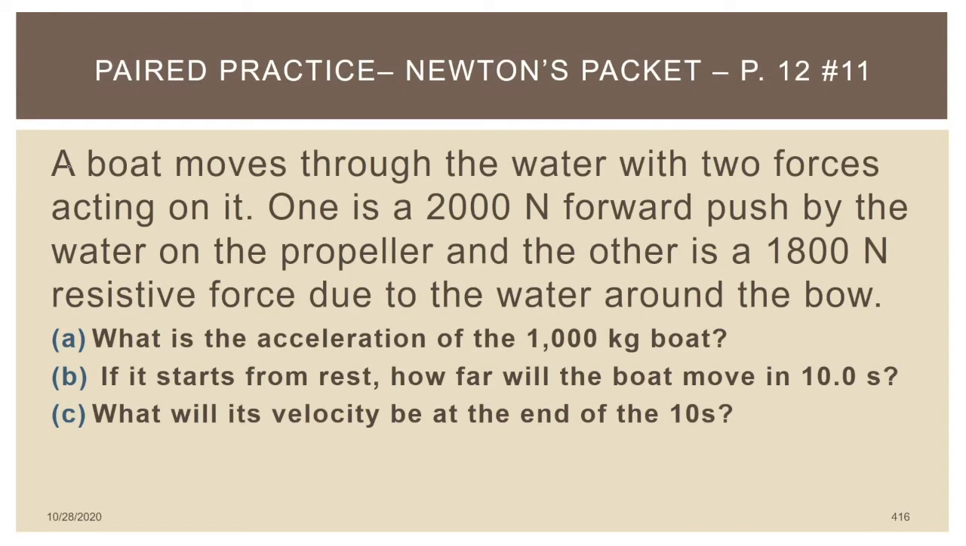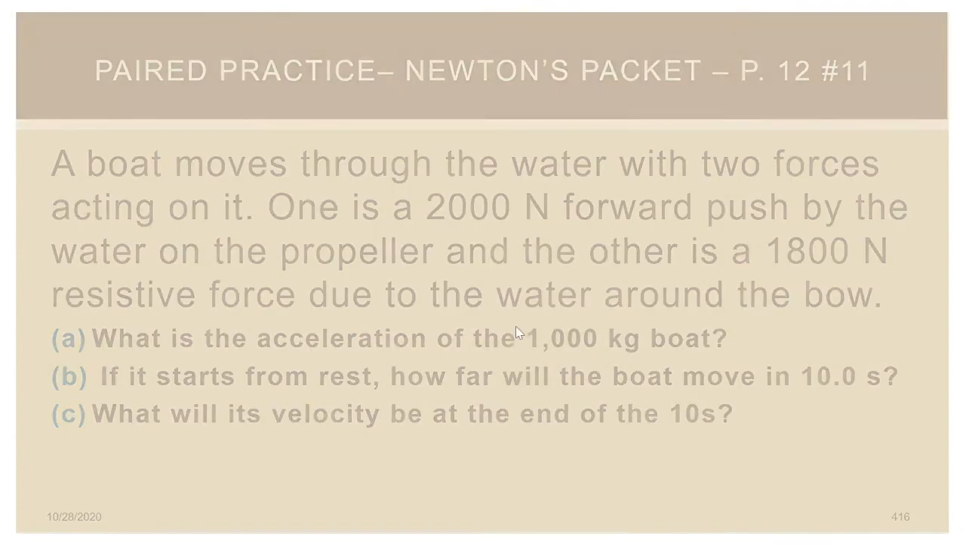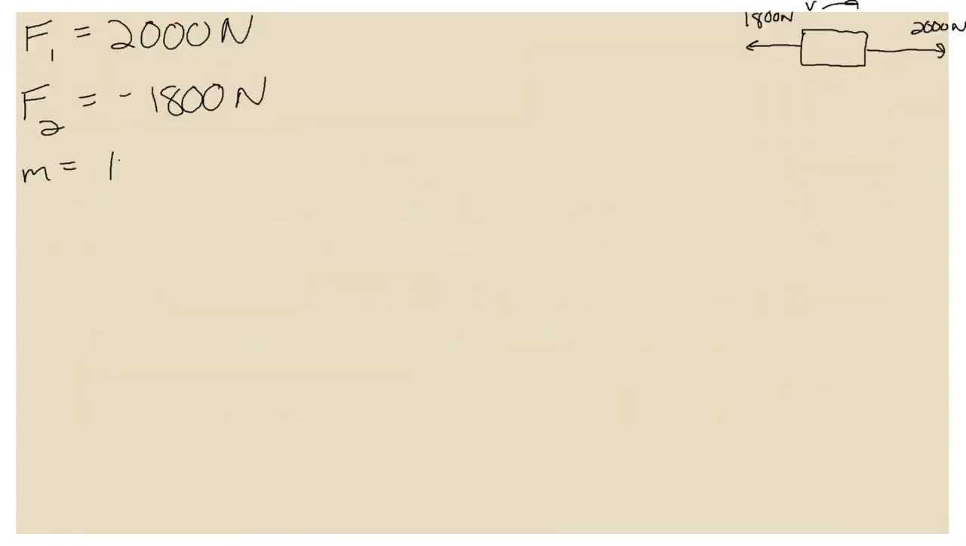newtons. So I'm going to say here that F1, and I'm just going to say that's going to the right, so I'm going to call that positive 2,000 newtons. And F2, because it is going to the left, is negative 1,800 newtons. They also tell us here in this problem that the mass of the boat is 1,000 kilograms. And so I'm going to write m is 1,000 kilograms. And I'm looking for the acceleration.